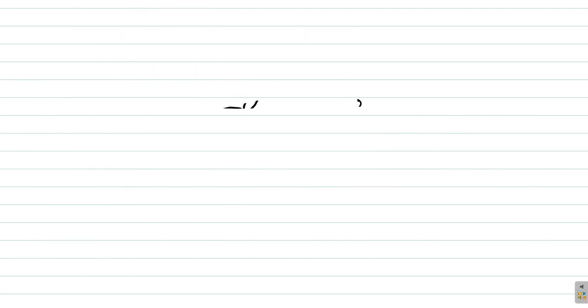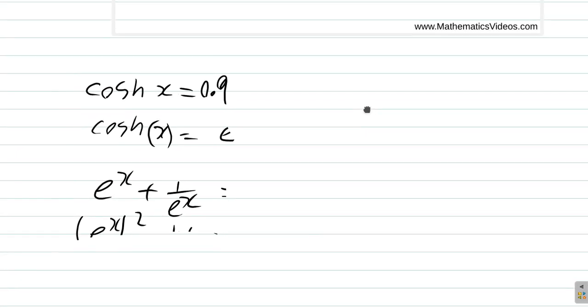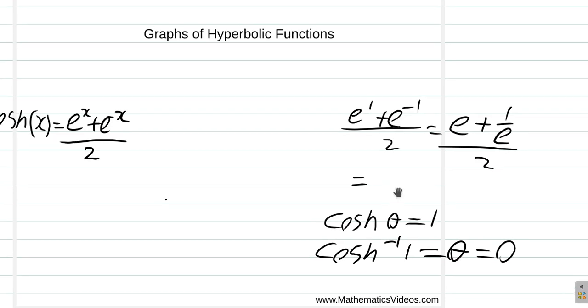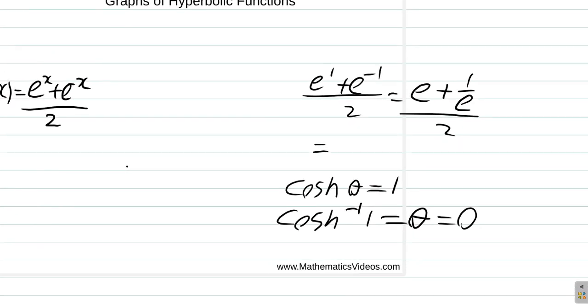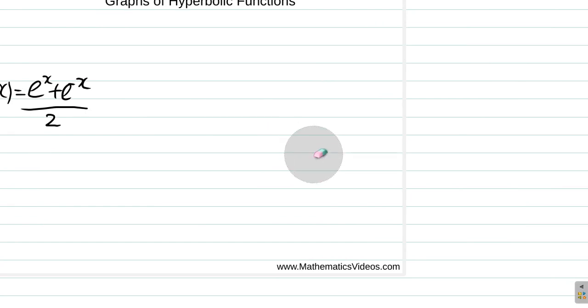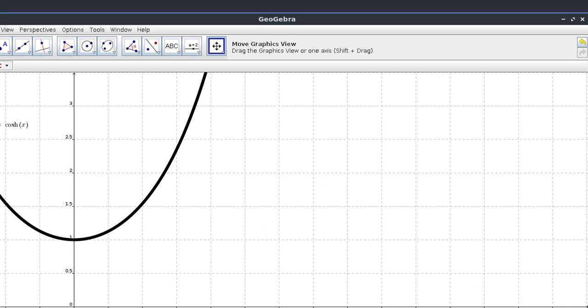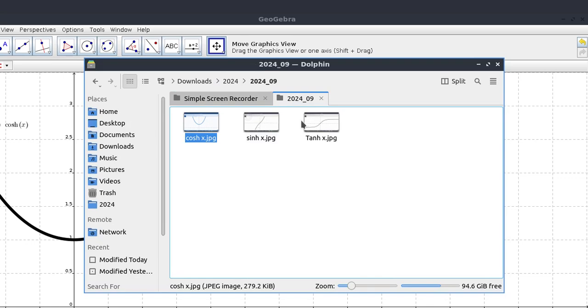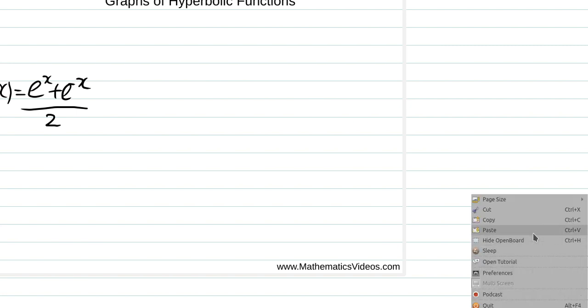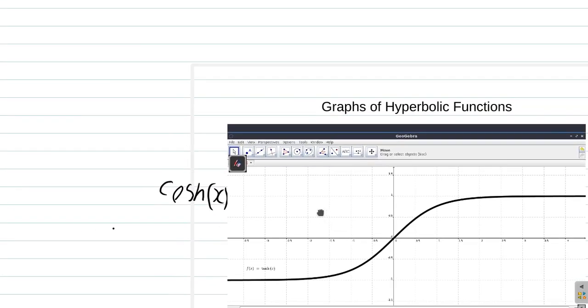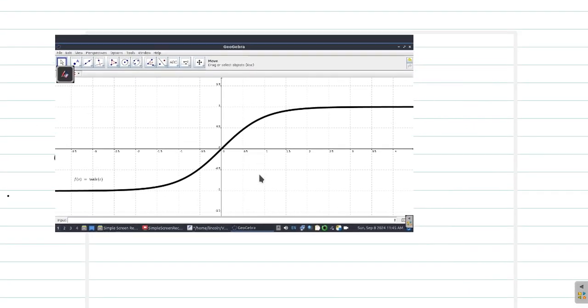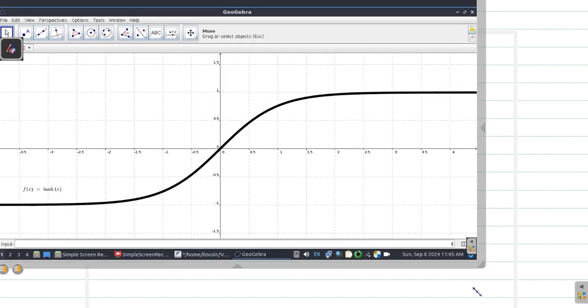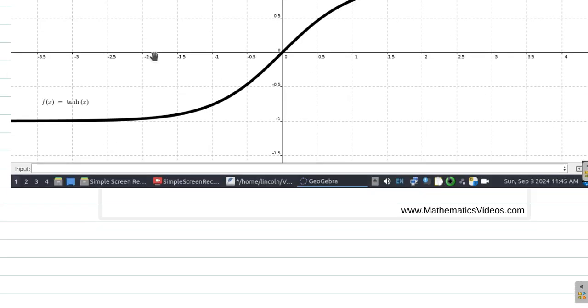Let me clean some areas of the screen first of all. Now, as for the hyperbolic tangent, let me just copy the screenshot and place it here. So this is a screenshot that I generated in GeoGebra for the hyperbolic tangent.